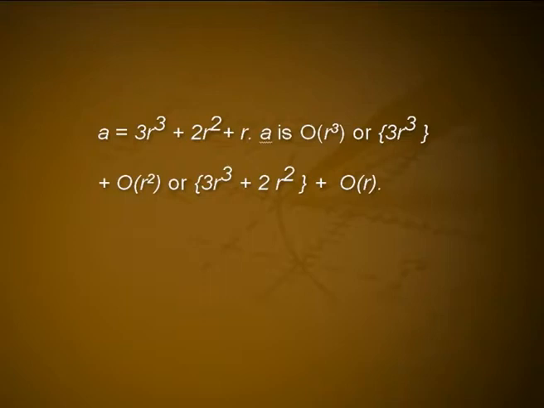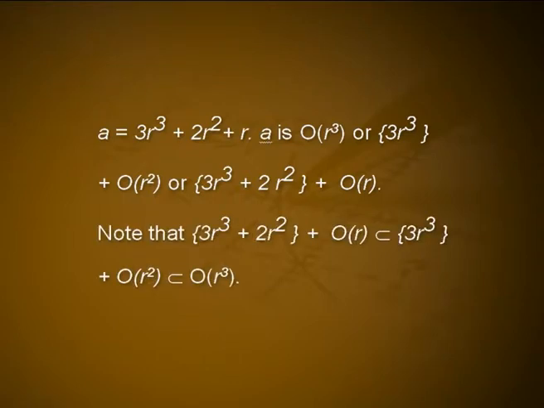Example, let A equal to 3r cube plus 2r square plus r, then A is order of r cube, or 3r cube plus order of r square, or 3r cube plus 2r square plus order of r. Note that 3r cube plus 2r square plus order of r is a subset of 3r cube plus order of r square, which in turn is a subset of order of r cube.